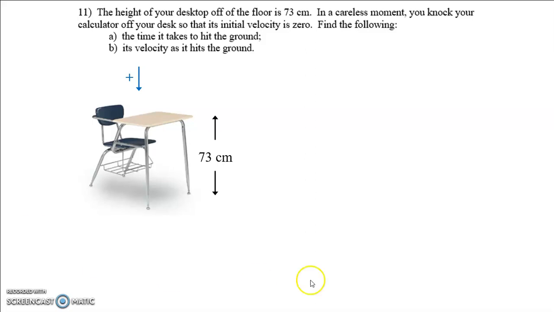I wonder if you were able to find it on your own. If not, well, here it is. It's going to be this one: delta y equals v naught t plus 1/2 a t squared.